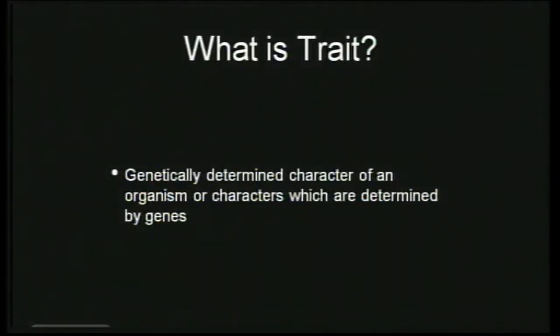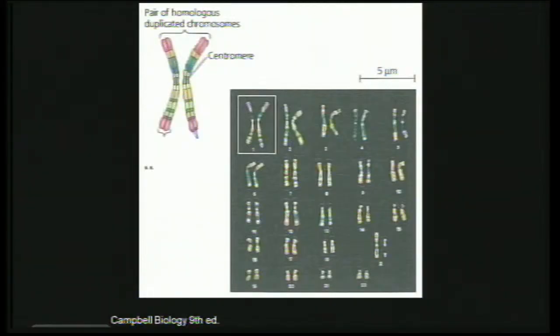Then we also define what a trait is. Traits or characters, as we call them, are what you see in me or in yourself. These are genetically determined. That means 22 pairs of autosomes and 2 sex chromosomes, which are either the X or the Y sex chromosome. So that's what we have in human beings.